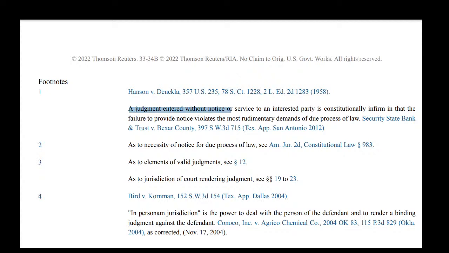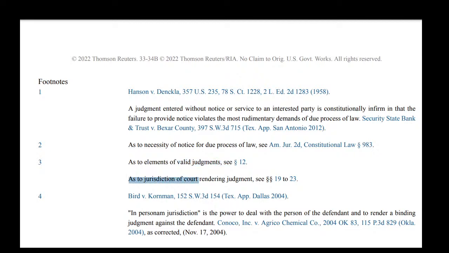A judgment entered without notice or service to an interested party is constitutionally infirm in that the failure to provide notice violates the most rudimentary demands of due process of law. And without confirming, something infirm cannot be affirmed. As to necessity of notice for due process of law, see constitutional law, which we went over, section 983. I don't know if we went that far into it. As to elements of valid judgments, see section 12, which we did.